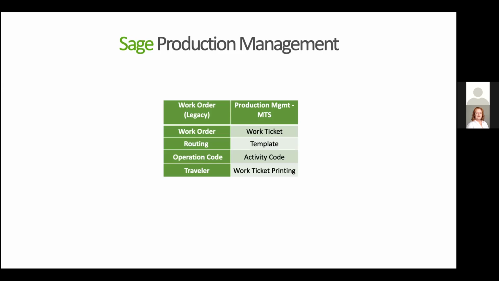Some people might call them steps, but a template is going to have predefined steps and materials. Operation code is now an activity code. The traveler is now work ticket printing, right? So if I'm printing a work ticket, that's like printing out a work ticket traveler.